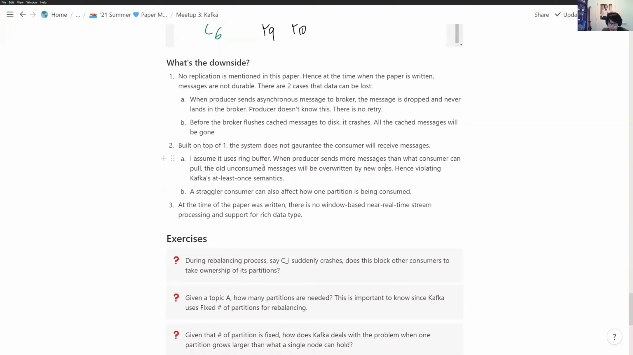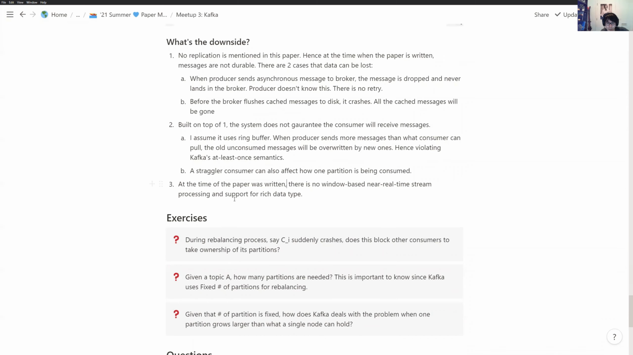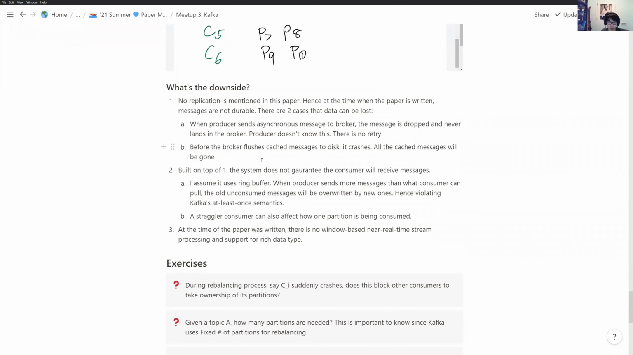Even though the producer sends at a normal rate of messages, there can be a straggler consumer, caused by internal frictions or errors. The consumer is just too slow. This can also affect how one partition is being consumed because each partition belongs to exactly one consumer. And at the time the paper was written, there is no window-based near real-time stream processing, and there is no support for rich data types. And I believe that's my take on the 3 downsides of this paper.